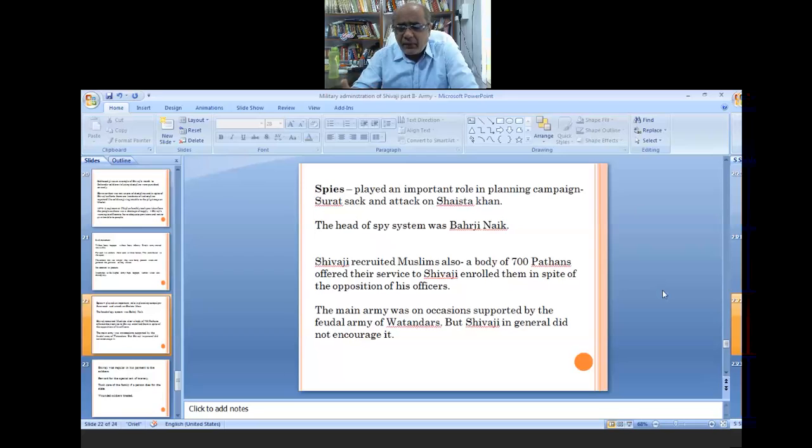The main cavalry and the main army sometimes were supported by the feudal army of the Vatandars. For example, when Shivaji marched to Surat, the armies of certain Maratha Vatandars joined with him. But Shivaji in general did not encourage this Vatandar army. He was more in favor of relying on his regular troops.